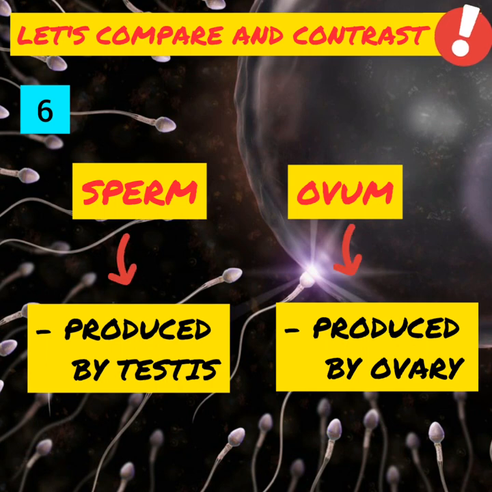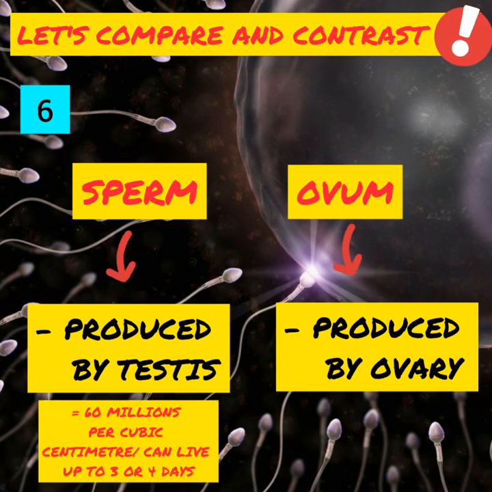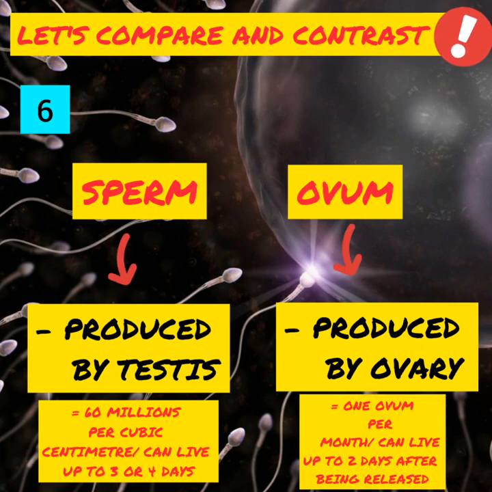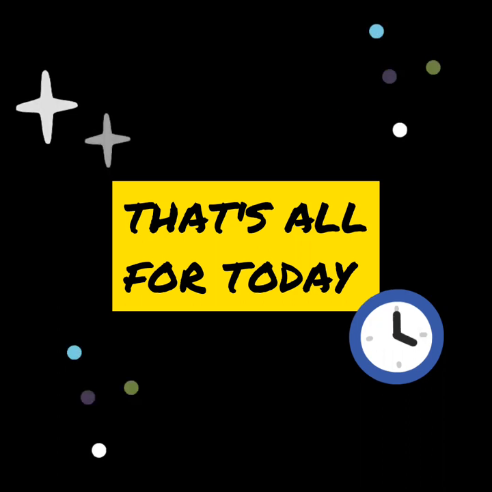The normal number of sperm released is 60 million per cubic centimeter and can live up to 3 or 4 days. Meanwhile, a normal woman usually produces 1 ovum per month and can live up to 2 days after release. And I think that's all for today.